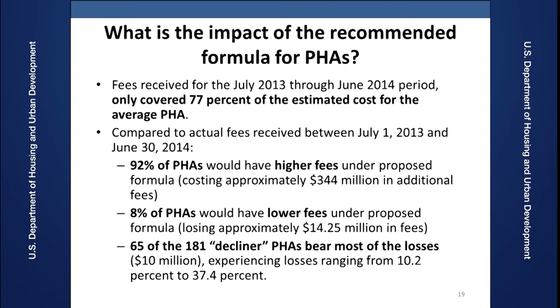That 8% translates to about 181 PHAs, and among those 181 PHAs that would have lower fees, about a third, or 65 PHAs, would bear most of those losses, experiencing a reduction in fee ranging from 10% to 37.4%.